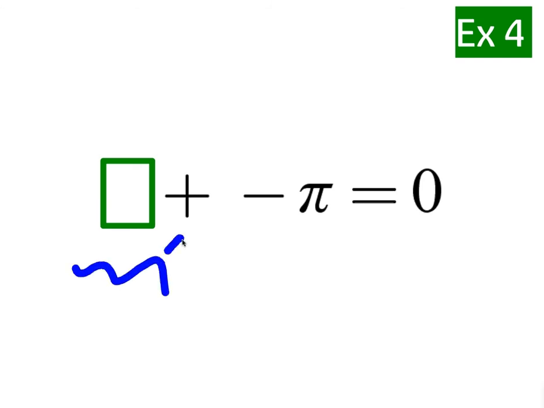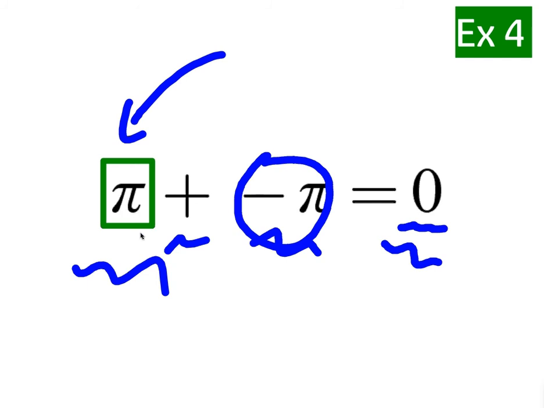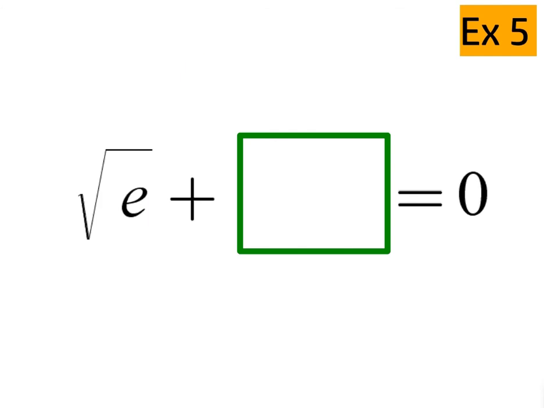What number plus negative pi gives you 0? And remember, pi is a number just like any other number, 3.14 on forever. Well, if we added the negative version of pi to get 0, then we must have started with the positive version, so therefore the answer is pi. Again, pi is just like any other number.